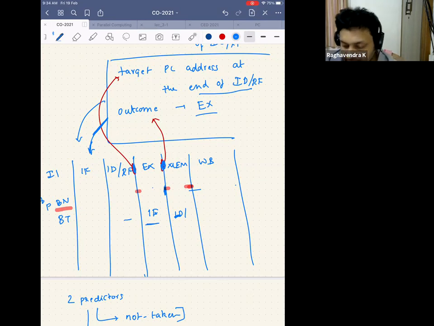But if the branch is not taken, then I squash this instruction and do a reissue. I will fetch here, where the PC is equal to PC plus 4. So now I can build two different predictors for this particular pipeline, one which always says branch is taken, and one which always says branch is not taken. Is this clear now?